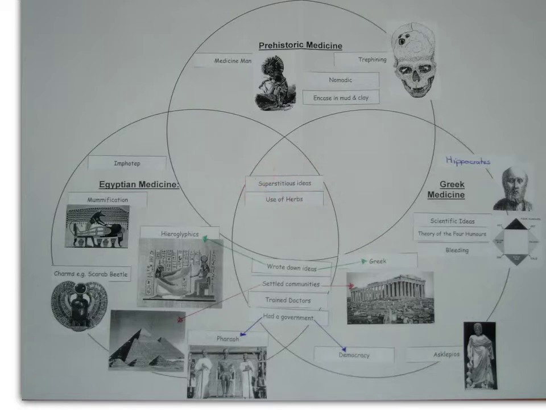Superstitious ideas applies to all three, though of course the role of superstition is declining from prehistory to Egyptian and to Greek. However, the Greeks are still, as indicated by the amount of gods they had, overwhelmingly a superstitious period of history.